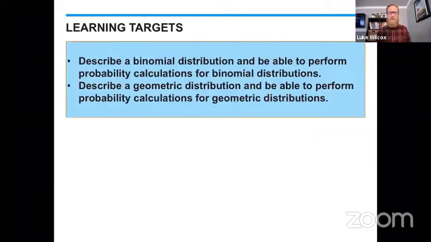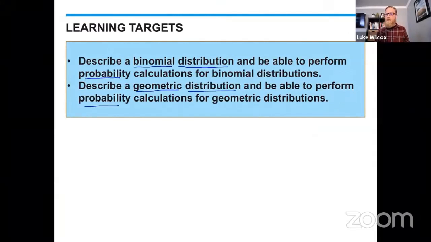And today we have only 2 learning targets. All right, so here's what they say. The first one says, describe a binomial distribution and be able to perform probability calculations for binomial distributions. And then the second learning target is just a parallel learning target. It looks almost the same as the first one, but now we're talking about geometric distributions. And once again, we need to be able to do probability calculations.